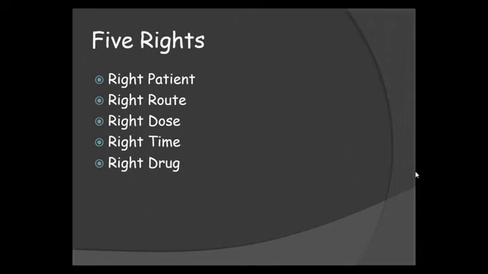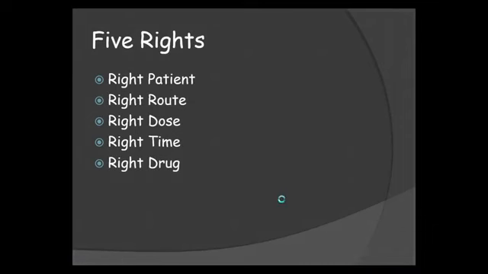Before you administer any medications, you have to have the five rights: right patient, right route, right dose, right time, and right drug. The right patient, obvious. Always make sure your patient is who they say they are. If they've got a hospital identifier on, like a bracelet, always make sure that the bracelet matches the medication you're about to give.